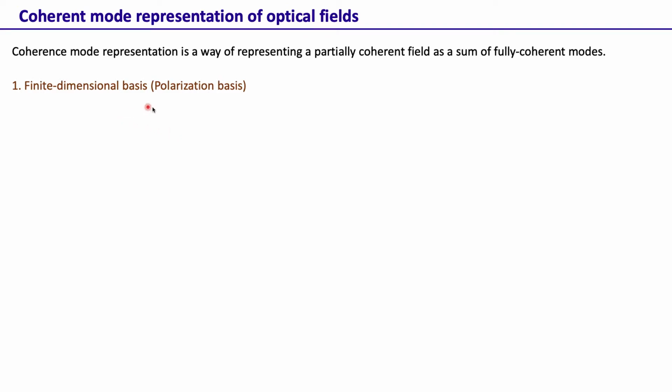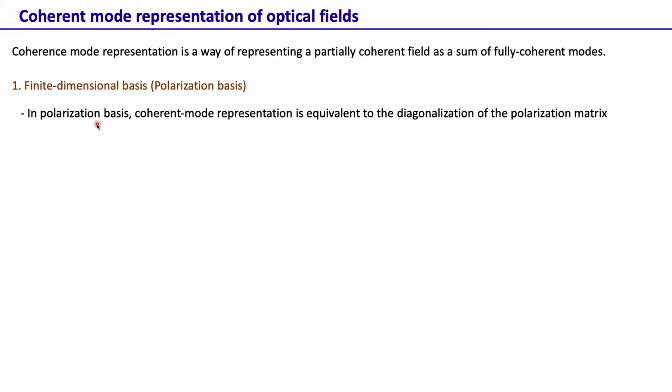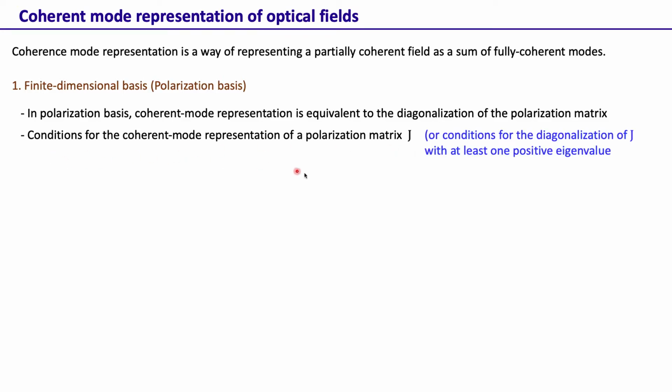For a finite dimensional basis, for example, we have just been discussing the polarization basis. So we'll first look at the coherent mode representation in the finite dimensional basis of polarization. In the polarization basis, coherent mode representation is equivalent to the diagonalization of the polarization matrix. We'll see how. Now, what are the conditions for the coherent mode representation of a polarization matrix? That means if we have a polarization matrix given, under what conditions can one find a coherent mode representation of that matrix? This can be said in other words as well: what are the conditions for the diagonalization of J, a polarization matrix, with at least one positive eigenvalue? These two statements are pretty much equivalent.